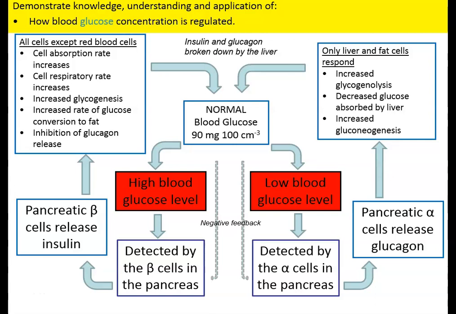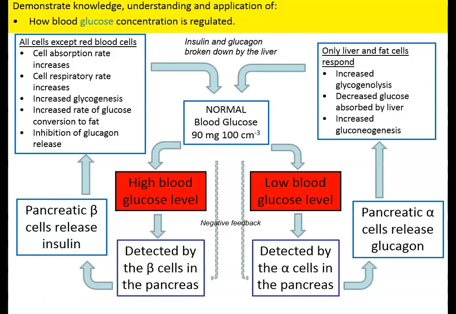On the right hand side of the diagram now, we've got what happens if the blood sugar level falls. So we have low blood glucose concentration. That's going to be detected by the alpha cells in the islets of Langerhans, and they are going to release the hormone glucagon. Now, glucagon is slightly different to insulin. With insulin, remember, the vast majority of the cells in the body had receptors to detect that insulin and to respond to it. With glucagon, it is only liver and fat cells that will respond. Other cells do not have receptors on the outside.